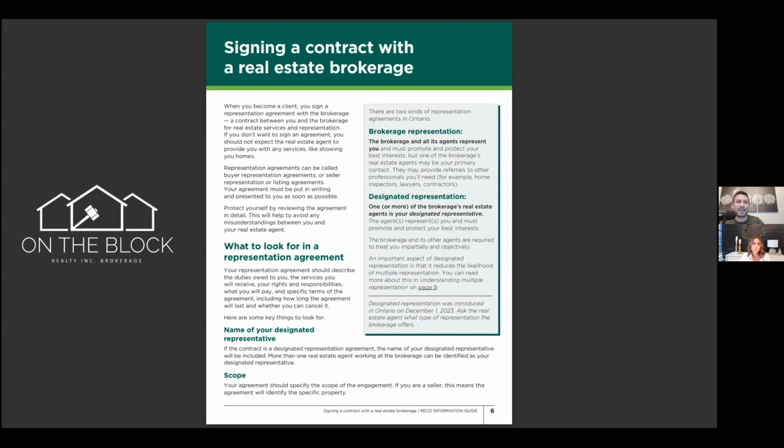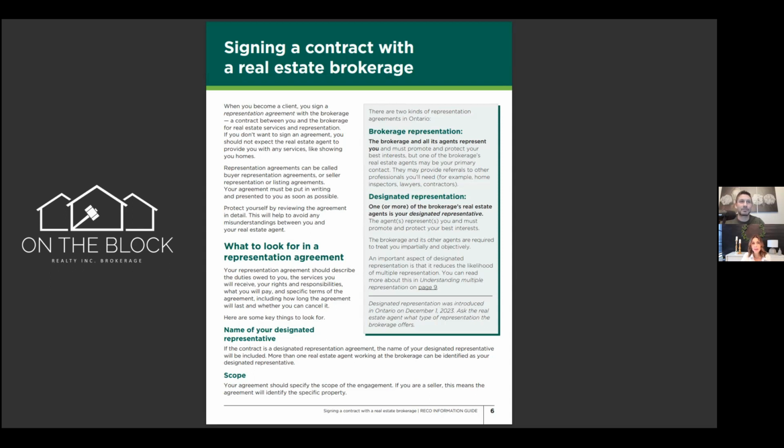In brokerage representation, there is a greater possibility of multiple representation, as any agent from the same brokerage would have the same client relationship with you. This will be discussed later. In designated representation, agents from the same brokerage could maintain independent client relationships with clients on each side of a transaction with no reduction in service.